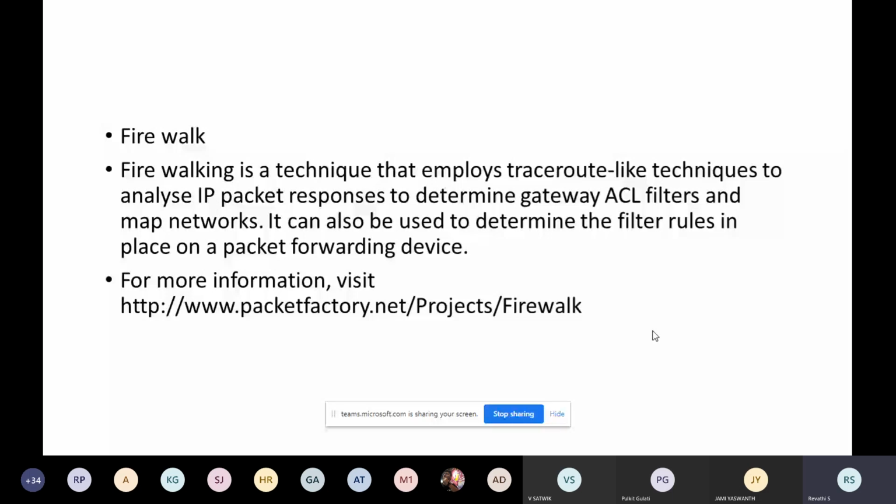If that firewall is there, it will just tell you what the configuration of the firewall is. Okay, that is the firewall.